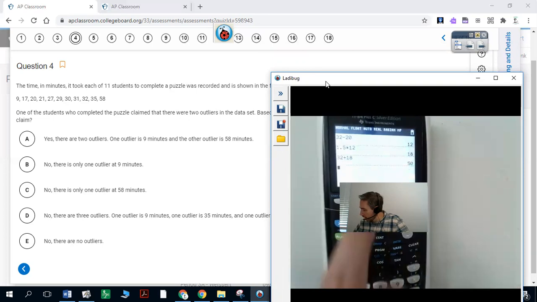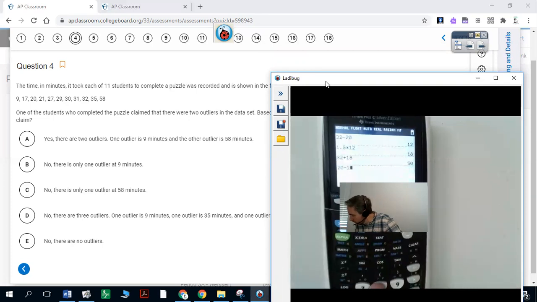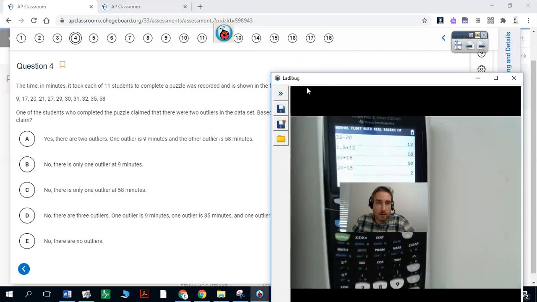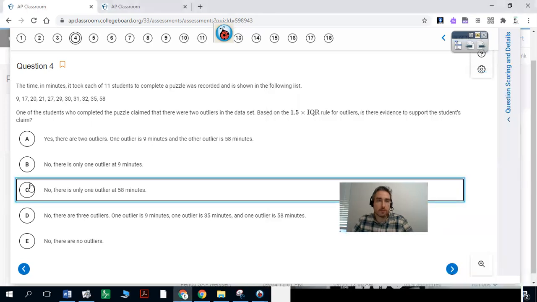And if I look at my quartile 1, 20 minus 18, anything below 2 would be considered an outlier. So I only have one outlier, and that would be the 58. So it's going to be this one.